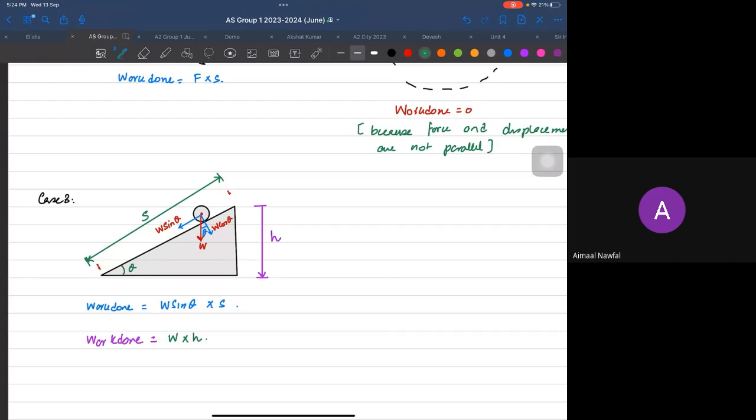All right. And these two are basically the same formulas. How do I know this? Because if you look at this, this is a triangle, and this is the opposite, this is the hypotenuse. All right, so I'm going to write it down. So we already know that sine theta is opposite over hypotenuse. So sine theta will be equal to h over s. You guys agree?